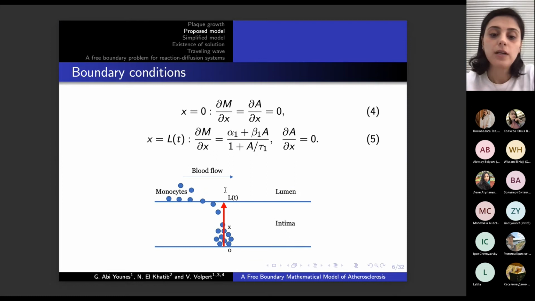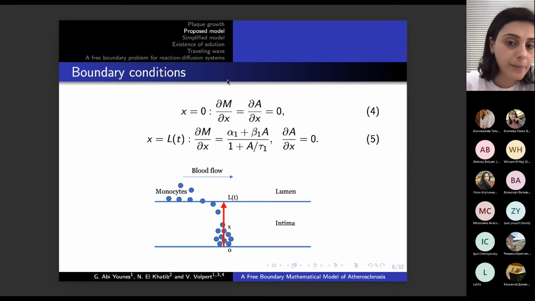Now for the boundary condition, here also I put the interval to understand better. For x equals 0, there are no fluxes, so del M over del x and del A over del x are 0. While on the other boundary, when x equals L of t, we express the flux of M through this boundary by a function of A, because the macrophages or monocytes enter the intima due to the presence of A. And here also we have in the denominator this term, which in fact refers to the anti-inflammatory cytokines, which inhibit the production or the activity of pro-inflammatory cytokines. So it is an inhibition term. And of course, there is no flux for A for x equals L of t.